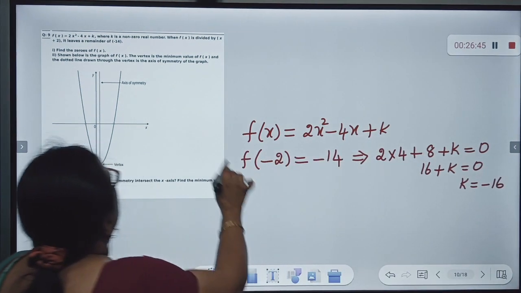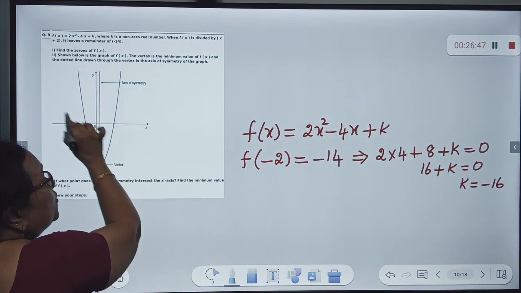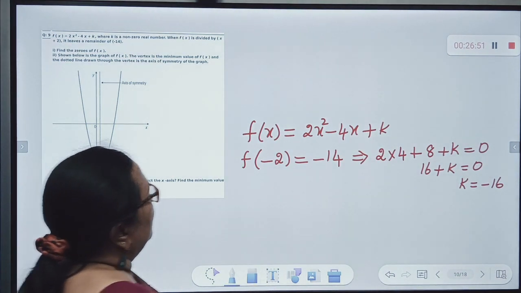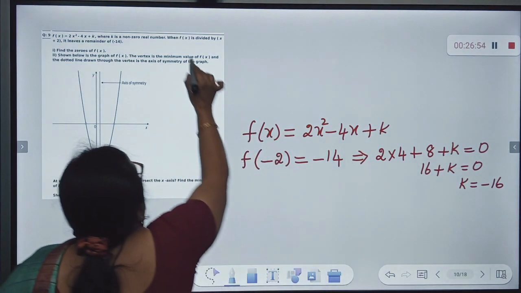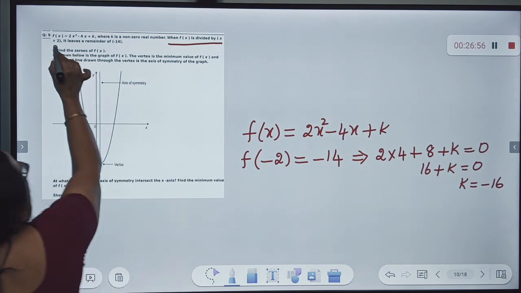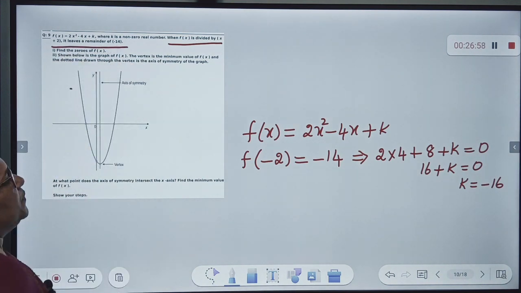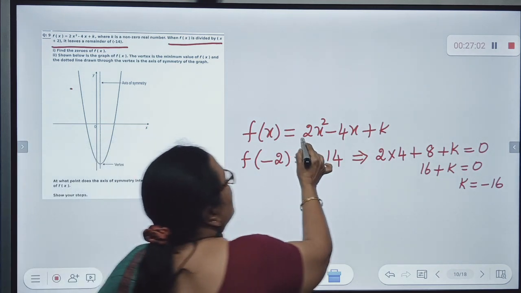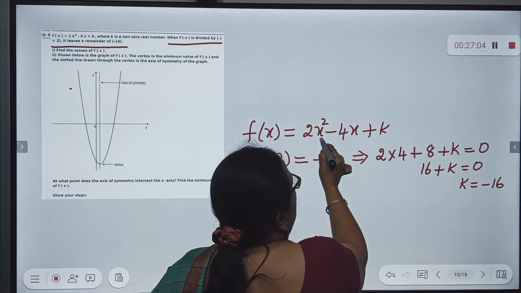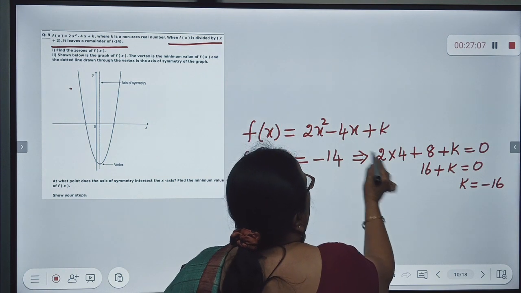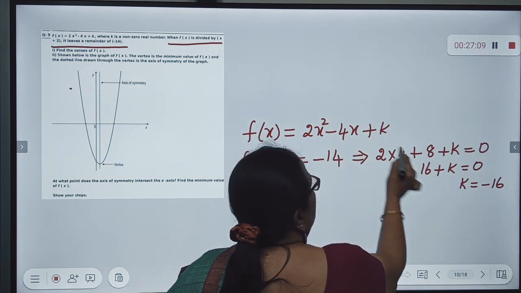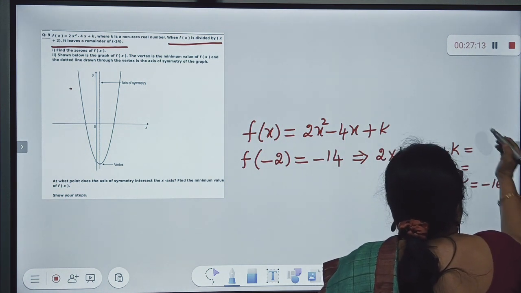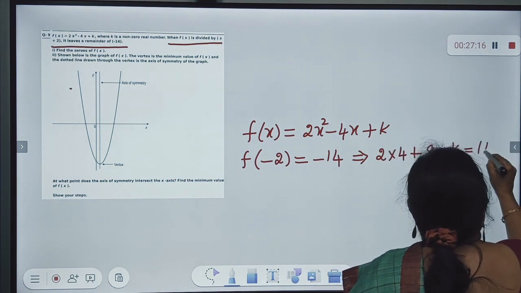See, when f of x is divided by x plus 2, it leaves a remainder minus 14. Remainder is minus 14, so please underline that. That means f of minus 2 is minus 14. So now I am substituting x as minus 2. Minus 2 square is 4, 8. Minus 4 into minus 2, again plus 8. Plus k equal to 14. Not 0, 14.